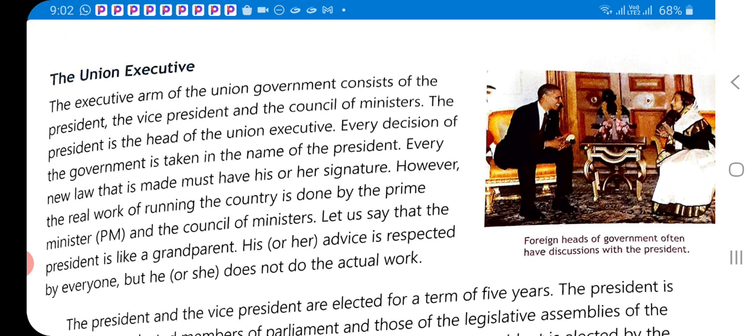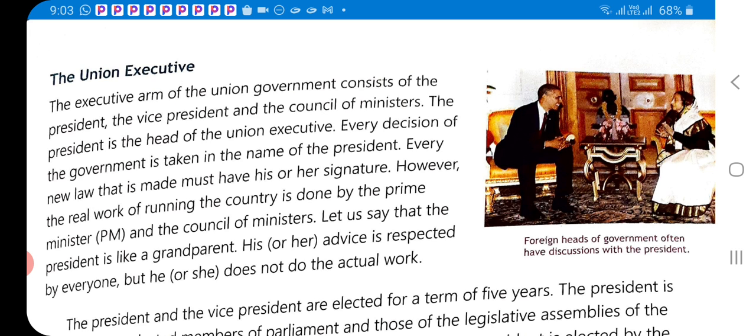But in actual fact, the real work of running the country is done by the Prime Minister and the Council of Ministers. Let us say that the President is like a grandparent. His advice is respected by everyone, but he or she does not do the actual work. Or we can say the President is only the nominal head and the Prime Minister is the real head. Actually, he enjoys or uses all the powers to run the country.